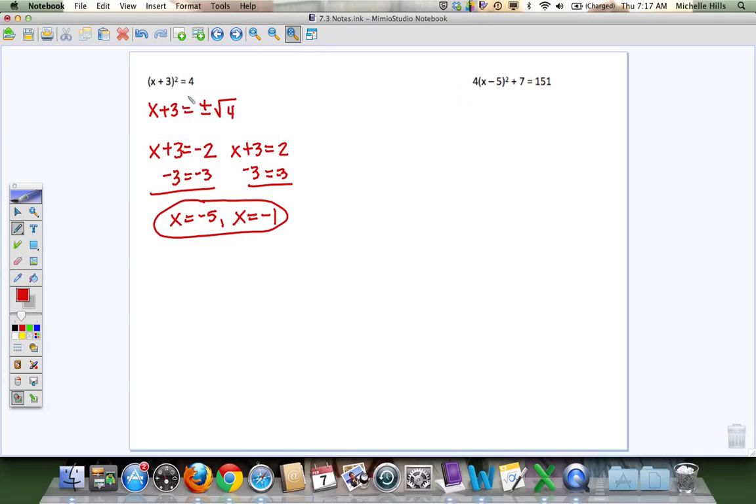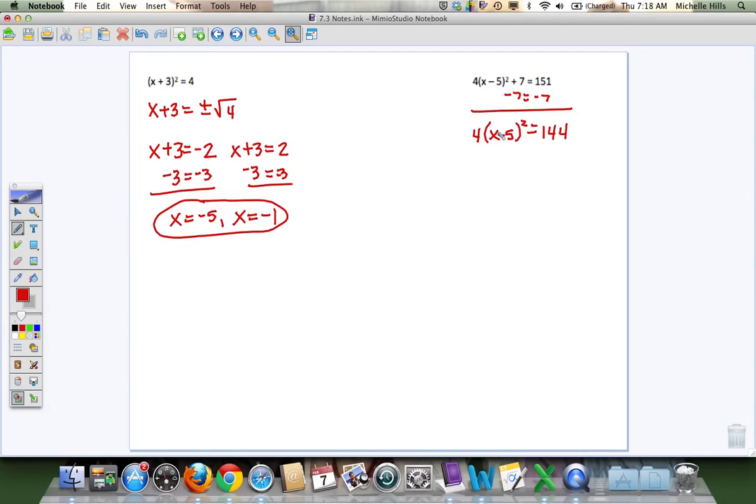Well, I want to get the thing that needs to be square rooted on one side by itself. So the thing that's being squared has to be on one side by itself before I can square root, which means I don't want this 4 in front of the parentheses and I don't want this plus 7 afterwards. I can't distribute the 4 because of that square on the parentheses. So the first thing I'm going to do is to subtract 7 to get rid of that. So I have 4 times the x minus 5 quantity squared equals 144.